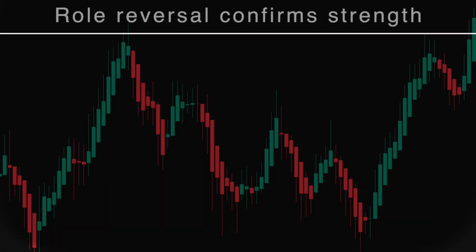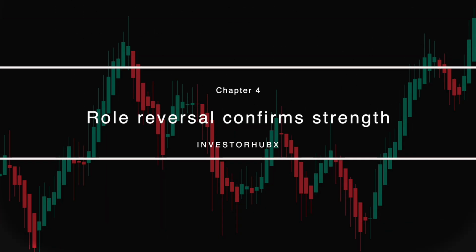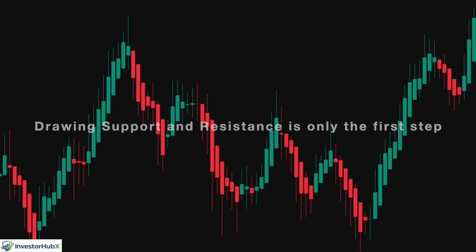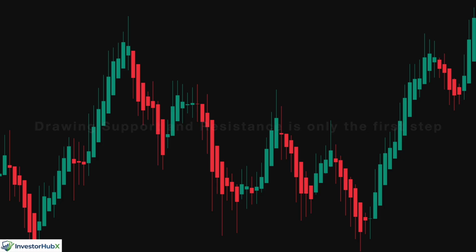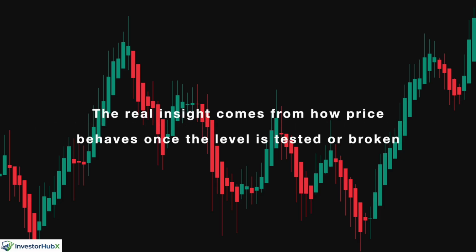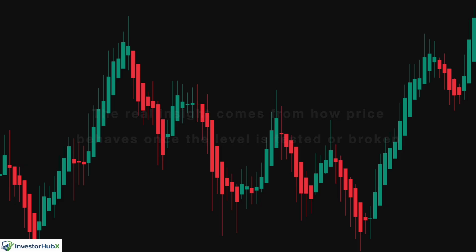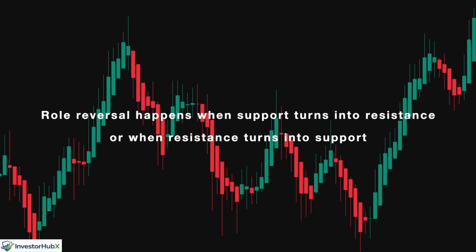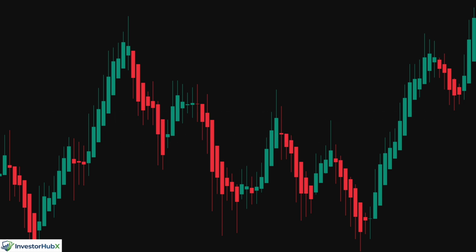Next, we will talk about how role reversal confirms strength. So far, we've focused on how to draw support and resistance. But drawing the level is only the first step. The real insight comes from how price behaves once the level is tested or broken. One of the strongest confirmations of a valid support or resistance level is what happens after it breaks. When resistance breaks and then holds as support, or when support breaks and then holds as resistance, this is called role reversal. It shows that market participants are now defending the level from the opposite side.